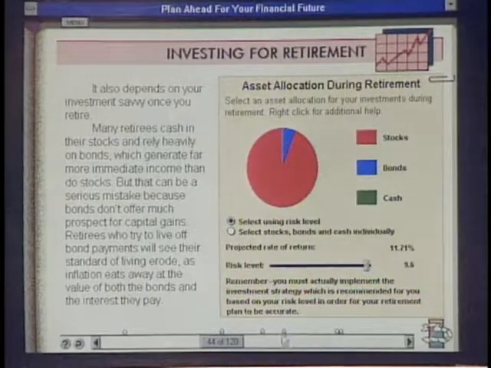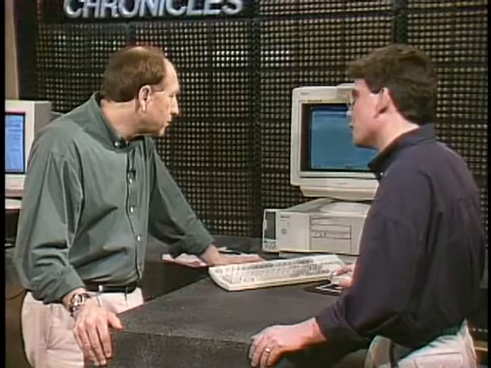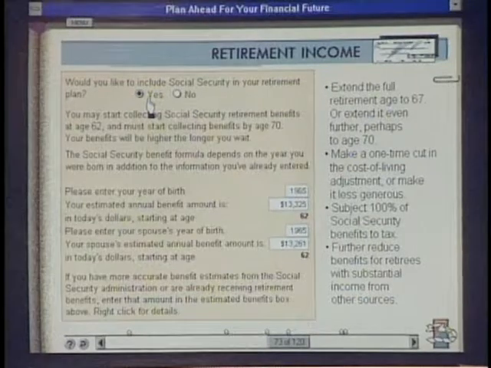Exactly. What about, how do I factor in, say, the Social Security thing? I want to know how much that will be and therefore how much I need in addition to that. Well, this worksheet helps you calculate all your Social Security benefits. The program will do all those complicated calculations if you decide that you want to include Social Security.